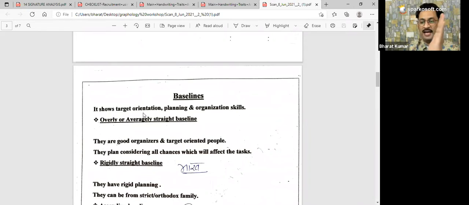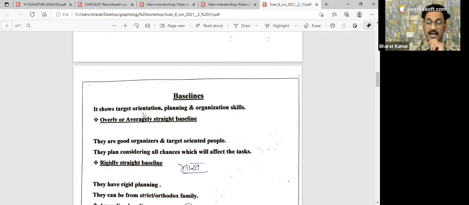Overly or averagely straight line. Very average straight line means minor, negligible ups or downs. That is known as an overly or averagely straight line. They are good organizers, target oriented, and they plan everything. Their plans and chances will affect the task.